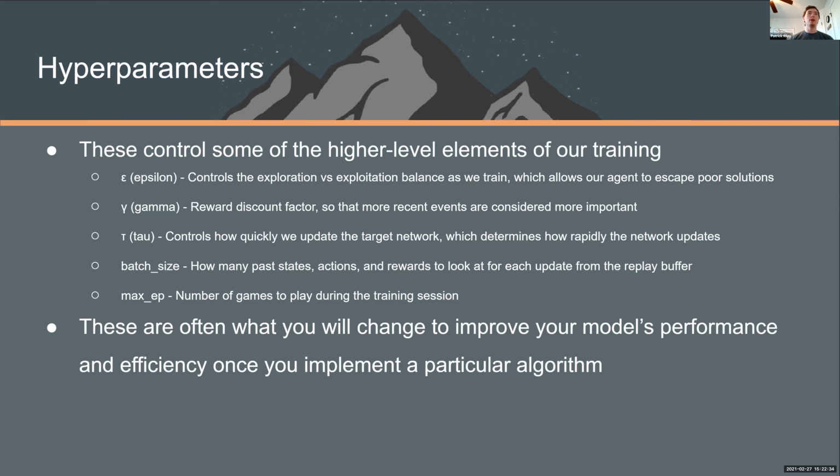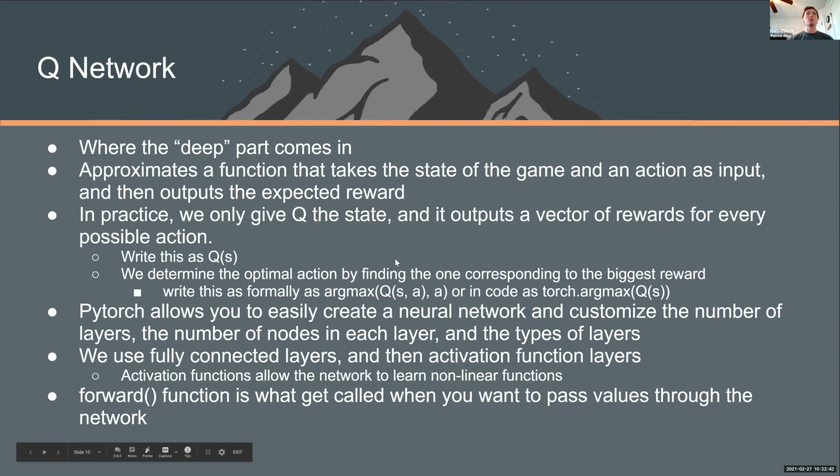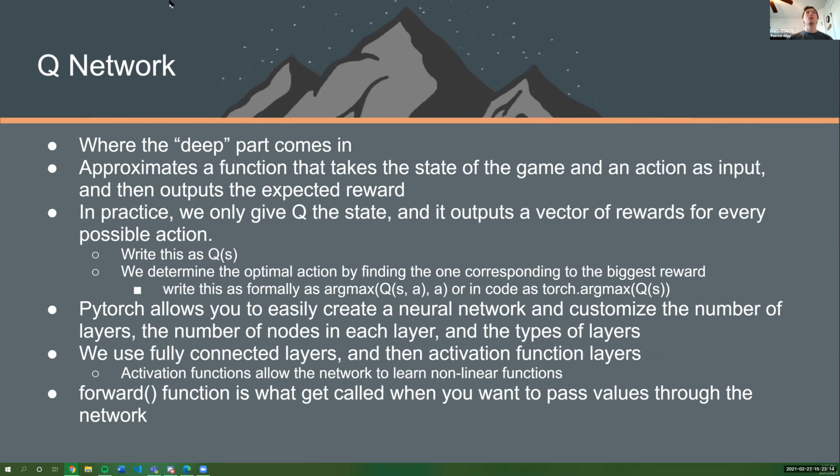And so the final one is the maximum number of episodes, and that's simply how many games you want to play during your training session. And so the Q network, as Andrew described, the deep part of it is approximating a function that takes the state of the game and an action as its input, and then outputs the expected reward based on that state and the given action. In our implementation, we only give the network the state, and it outputs a vector of rewards for all possible actions and then chooses the one that's the highest. So it'll choose whatever action has the highest expected reward.